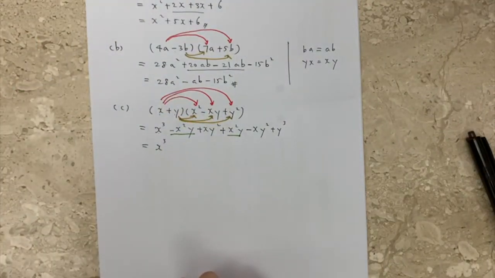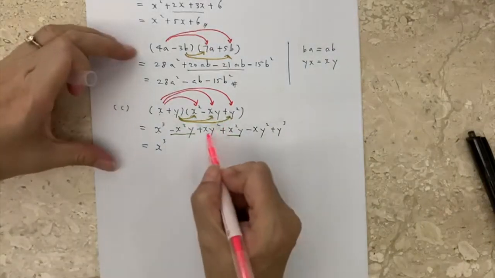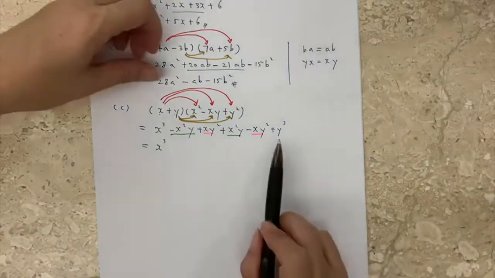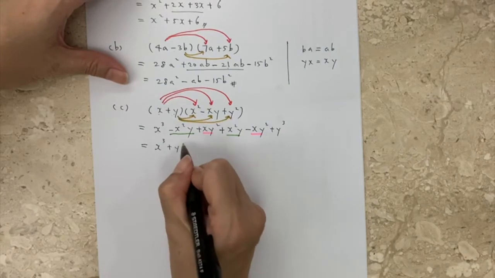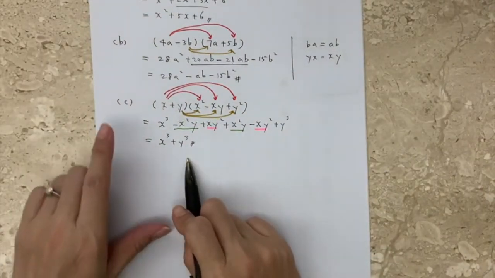So let me use another color for that. So for this one and this one also cancel out. Is that right? So therefore what's left? y to the power 3 is left. So the final answer is plus y to the power 3. Alright, so this is it for the answer of C here.